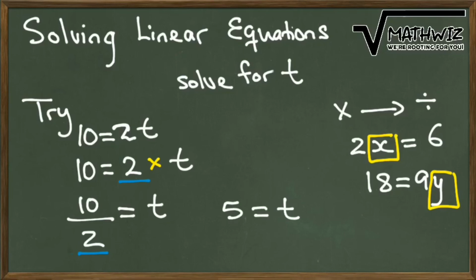All right, so we've looked at what happens if something is being multiplied and you need to take it to the other side. We looked at the letters being on the left versus the letter being on the right.